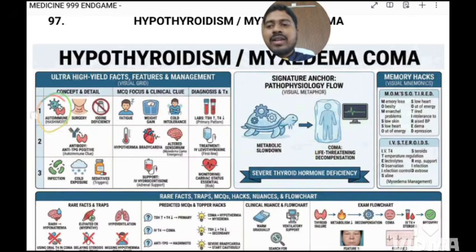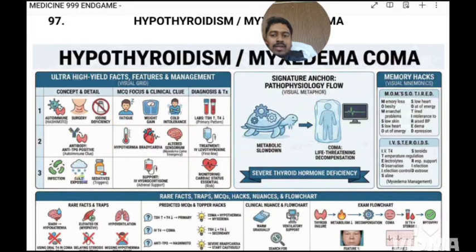Autoimmune Hashimoto's disease is the most common cause, followed by post-surgery removal of thyroid. Iodine deficiency is rampant in India. For autoimmune Hashimoto's, we'll see anti-TPO positive antibodies, anti-TPO being thyroid peroxidase. So what are the symptoms? Symptoms are fatigue, weight gain, cold intolerance, hypothermia, bradycardia, and altered sensorium in case of Myxedema coma.